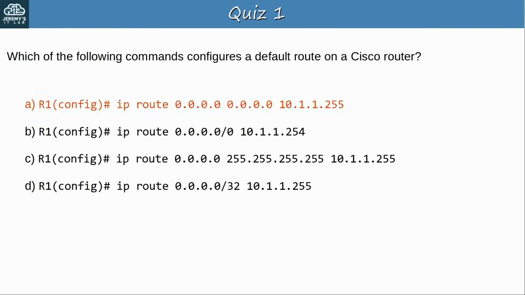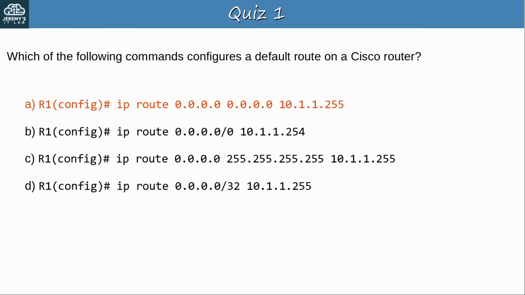Okay, the answer is A. ip route 0.0.0.0 0.0.0.0 10.1.1.255. When configuring a static route on a Cisco router, you cannot specify the prefix length with a slash. You must write out the net mask. So B and D are incorrect.